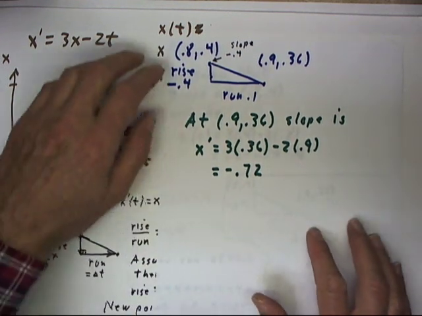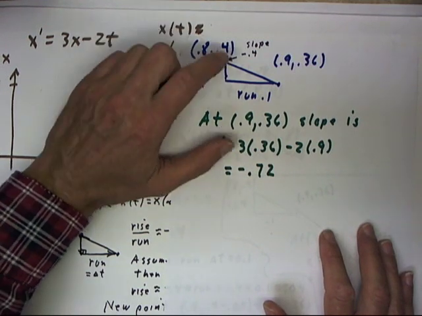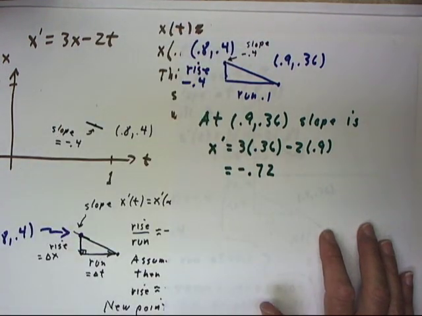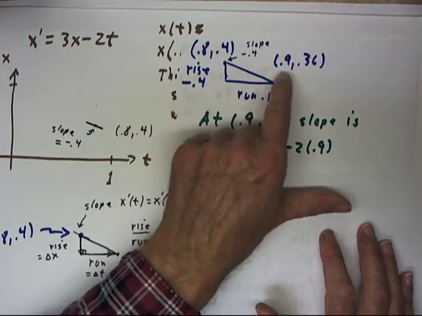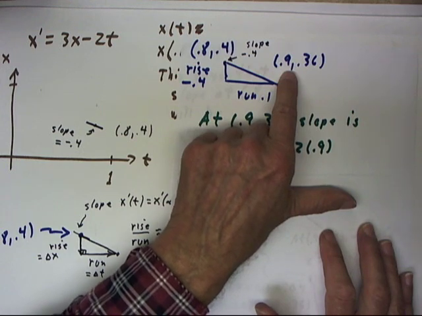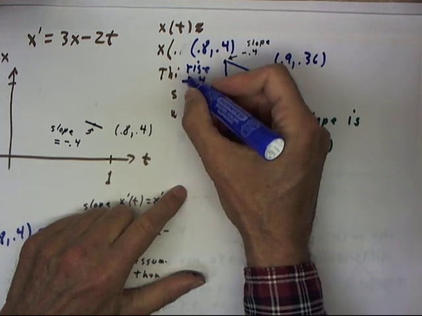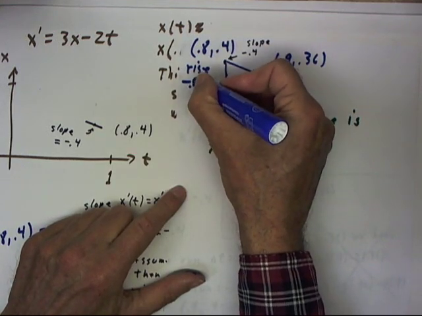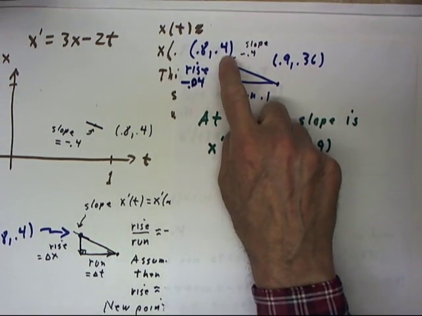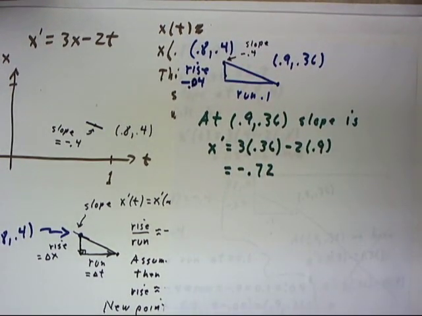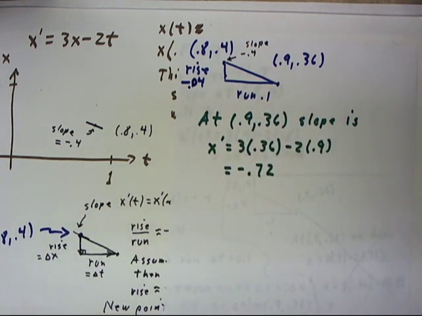So we've seen that if we start at the point 0.8, 0.4, we get a slope of negative 0.4, and if we move to the right 0.1 unit, that takes us to t-coordinate 0.9, and we have a rise of negative 0.04, and that takes us from the x-coordinate 0.4 to x-coordinate 0.36. So our new point is 0.9, 0.36.